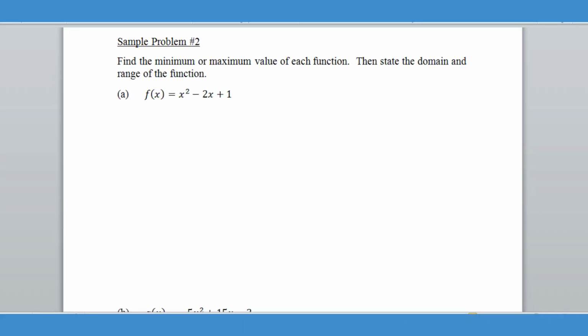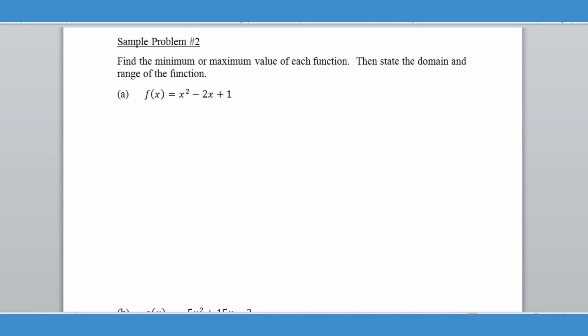For this particular problem, it didn't ask us to graph it specifically, but we can use a lot of the graphing skills that we learned graphing quadratic functions to answer the question. Now, it says find the minimum and maximum value of each function. If you recall, the minimum or maximum is just the vertex, depending on whether it's opening up or down. And then, of course, we need to state the domain and state the range.